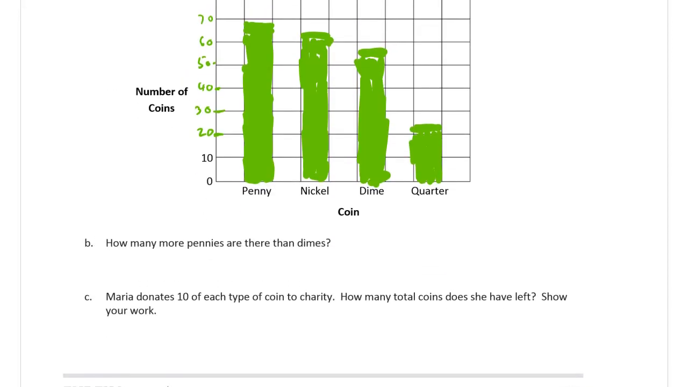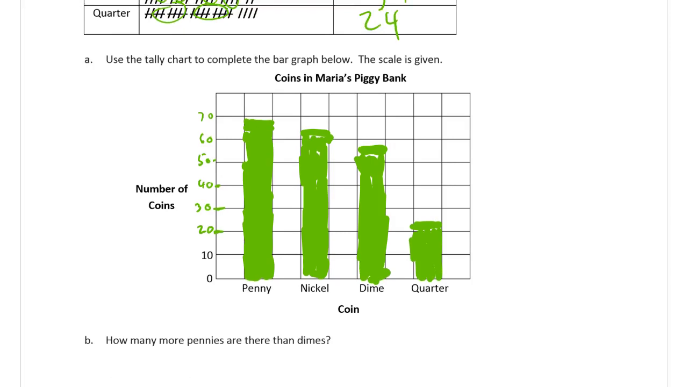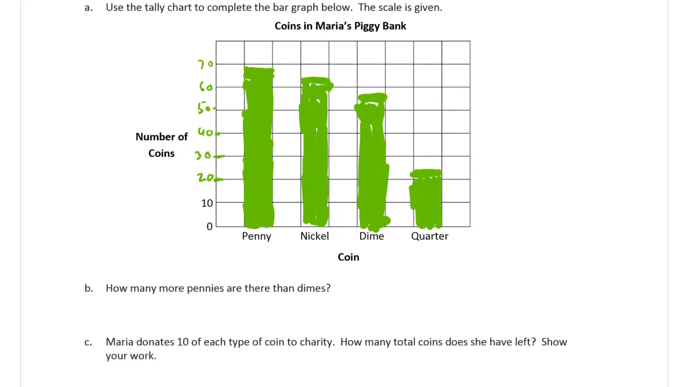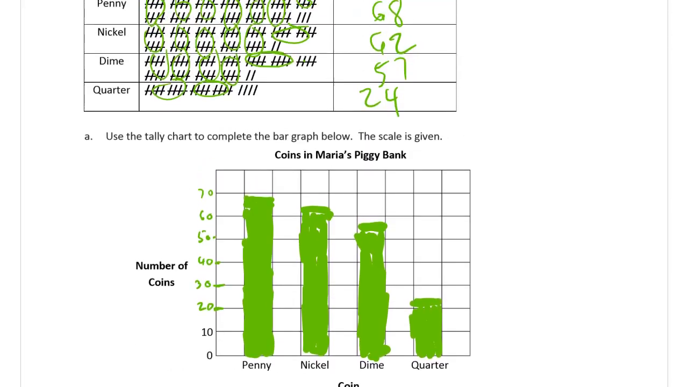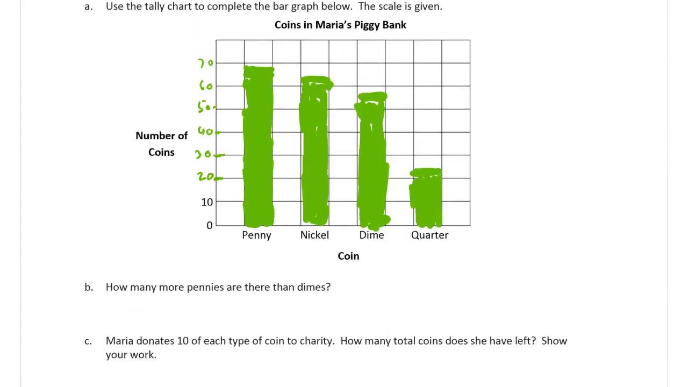How many more pennies are there than dimes? This is a word problem. The picture for RDW for word problems is already the bar graph, so you don't have to draw a picture for this. But you do need to write your number sentence and your answer statement. So for the number sentence, I'm going to write pennies. How many more pennies are there than dimes? Well, pennies, there's 68 and dimes is 57. So it's 68 minus 57.